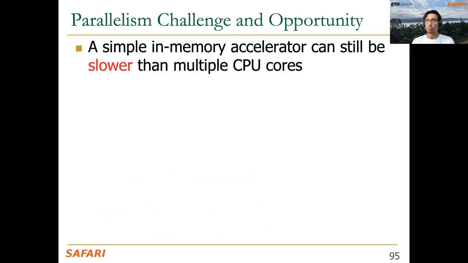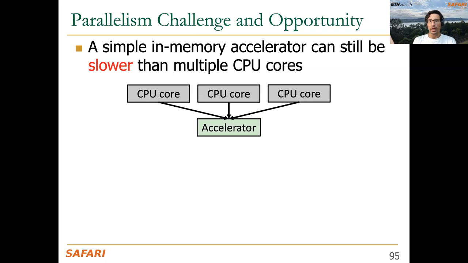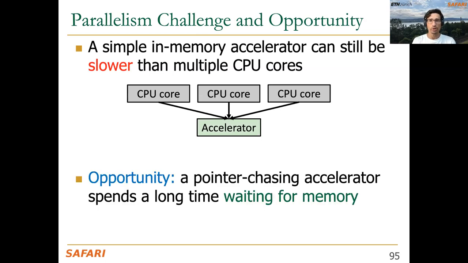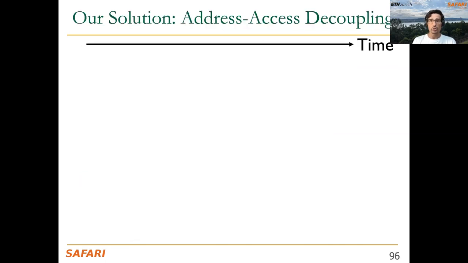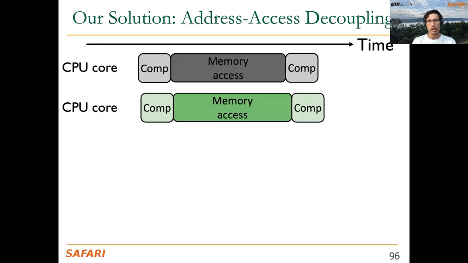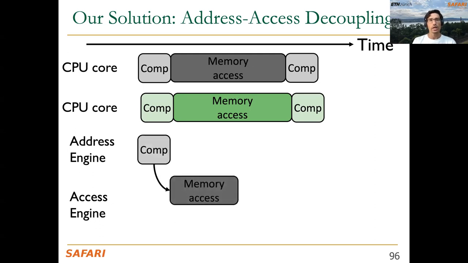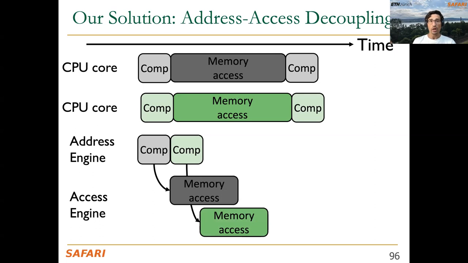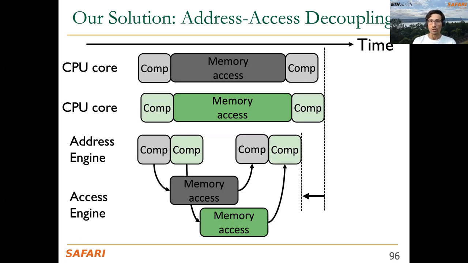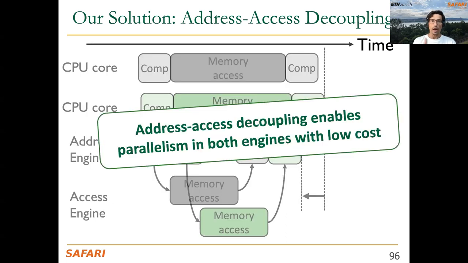So this represents a challenge and an opportunity, and a simple accelerator is not a good solution. It's going to be slower than multiple CPU cores. But one thing that we can do is decouple the address calculation and the memory access, such that we have two engines on the memory side, two accelerators on the memory side. One is used to compute addresses to access from memory, and the other one is in charge of handling these accesses, of accessing memory. If this access engine can sustain more than one access at the same time, it will be possible to accelerate the application and reduce the total execution time compared to the CPU baseline. So address access decoupling enables parallelism in both engines at low cost.